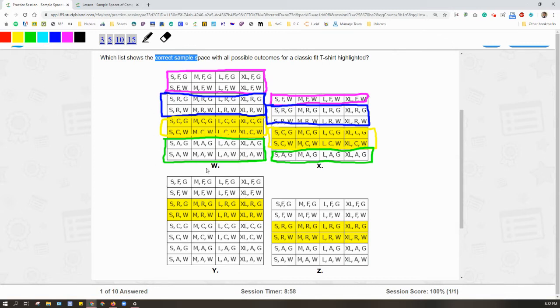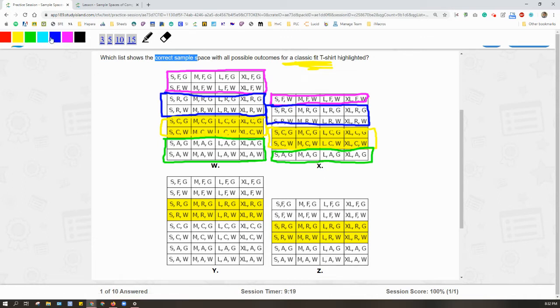It's got the same number of rows as table W, but what's highlighted? Are the classic fit t-shirts the ones highlighted like we care about? We want the classic fit t-shirts according to the prompt. What's highlighted in table Y? Only the regular fit t-shirts. And table Z is obviously missing some combinations just like table X was. What is table Z missing?